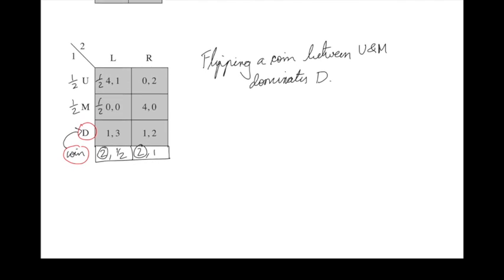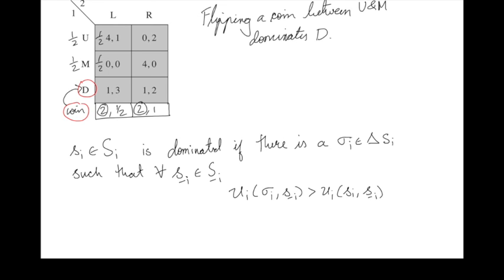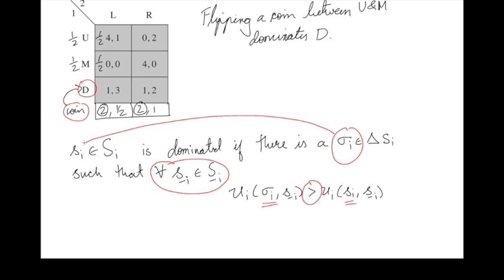Let's write down a proper definition of domination. A strategy s_i in the set of all strategies S_i for player i is dominated if there's a mixed strategy sigma_i such that no matter what the other players do, so for every possible strategy profile for everybody else, the utility that player i gets from playing this mixed strategy sigma_i is strictly higher than what his utility would be should he play the strategy s_i. In this case, we say that sigma_i dominates s_i.